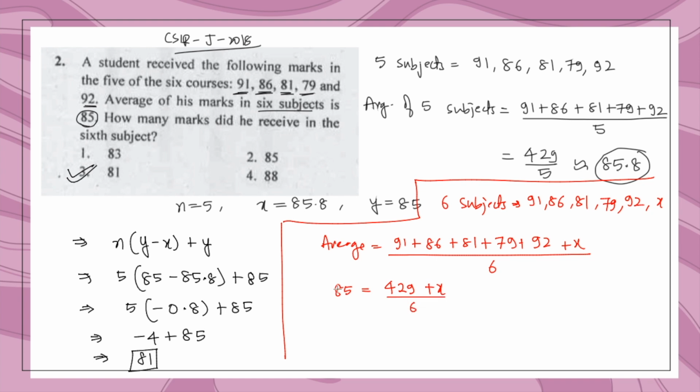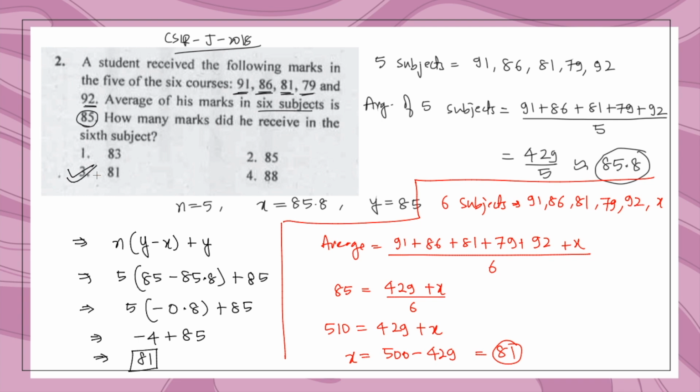So you have to multiply 85 with 6 by solving cross multiplication. So when you multiply 85 with 6, you will get 510 over here. On the other side, 429 plus x. So if you subtract 429 from here, x will be 510 minus 429. So it will give you 81. Okay, so again you got the same answer.